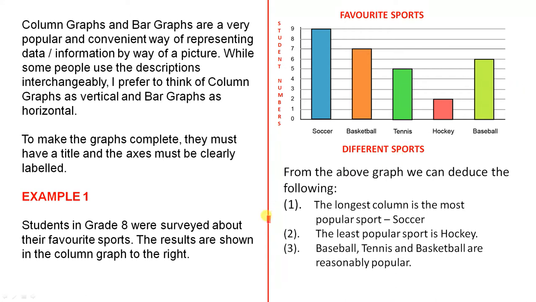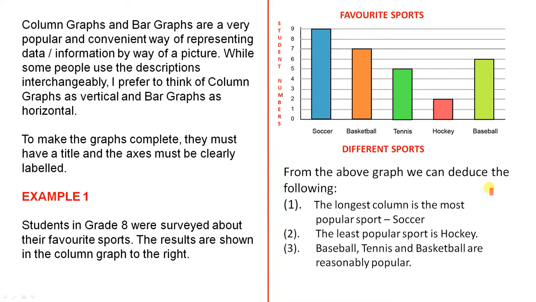Let's look at the first example. Students in grade 8 were surveyed about their favourite sports. The results are shown in the column graph to the right. So here we see there are 5 sports involved and these are the numbers. So after the students were surveyed, they indicated which sports were their favourite sports, and these are the numbers. And they're the columns neatly set out.